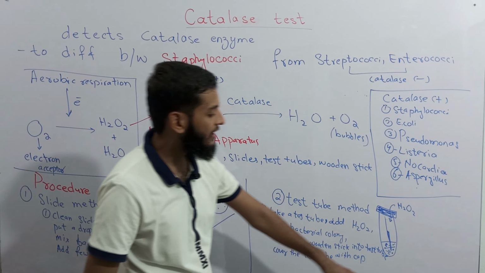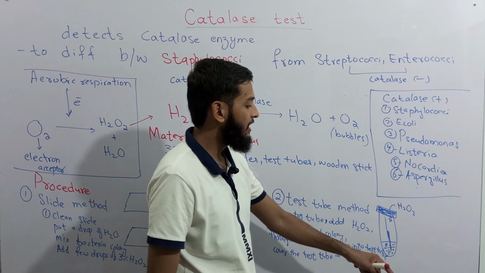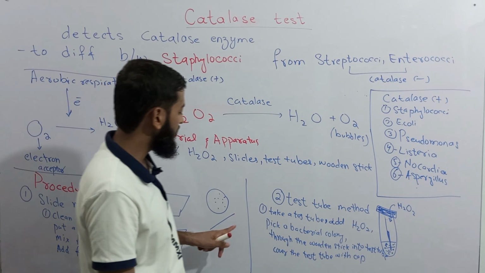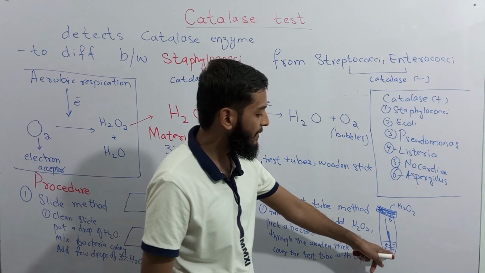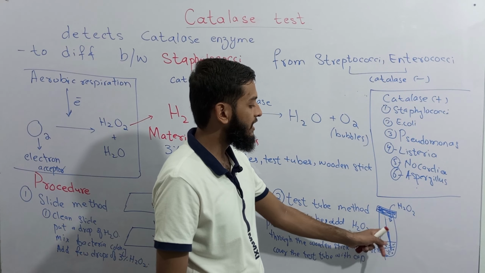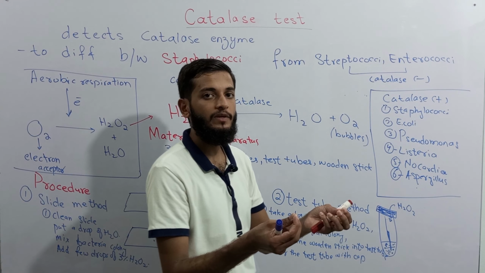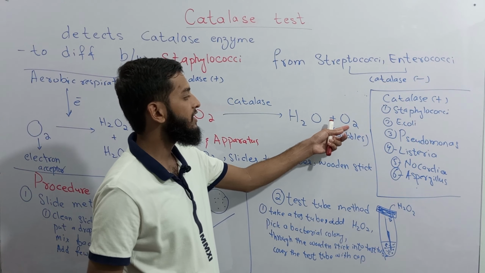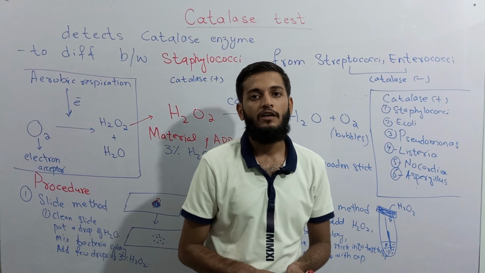In this method, we'll take a clean test tube, add a few drops of hydrogen peroxide, then with the help of a wooden stick, we will pick a bacterial colony and just throw the stick into the test tube and cover the mouth of the test tube. Within 5 to 10 seconds, bubble formation will be seen due to oxygen production. That indicates the test is positive.